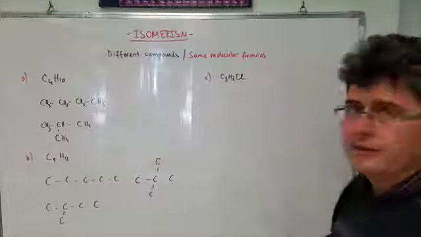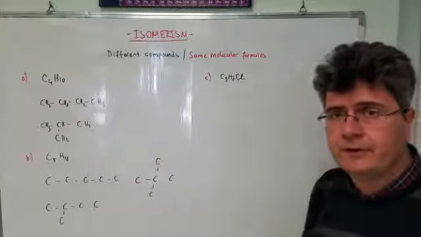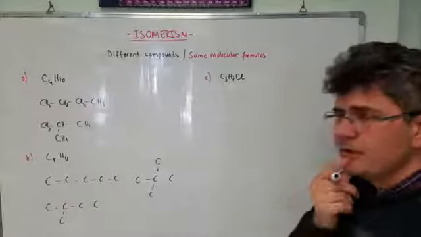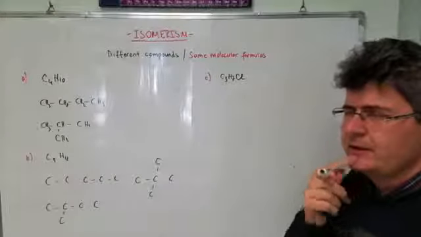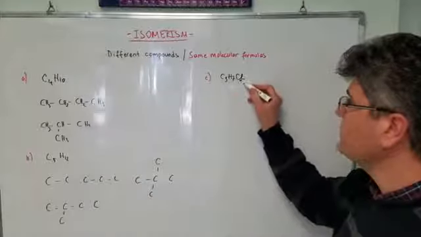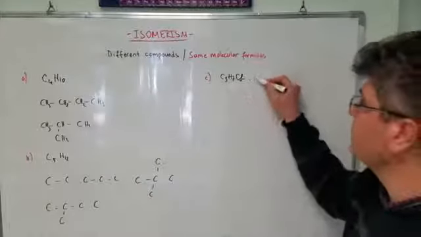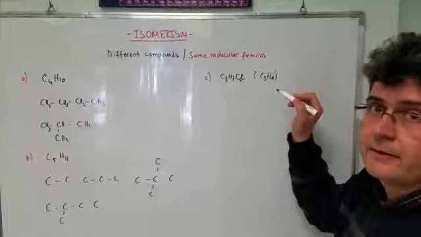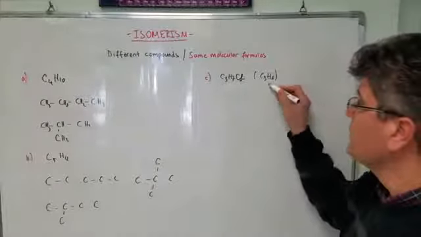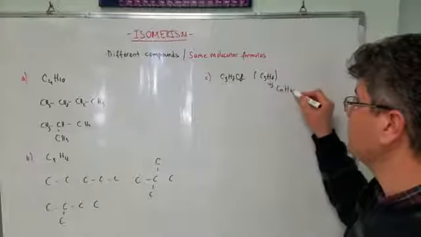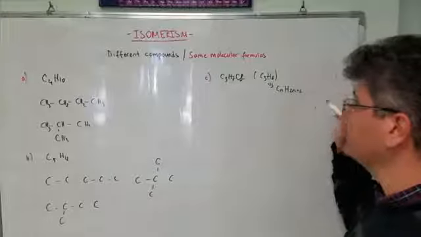And finally, let's have a compound like this, C3H7Cl. This time I have a third element, chlorine. In such a case, I recommend you to think like this. So it's C3H7Cl. This Cl came to the place of some hydrogen. So this compound originates from C3H8, right? This compound fits the general formula of alkanes, CnH2n+2.